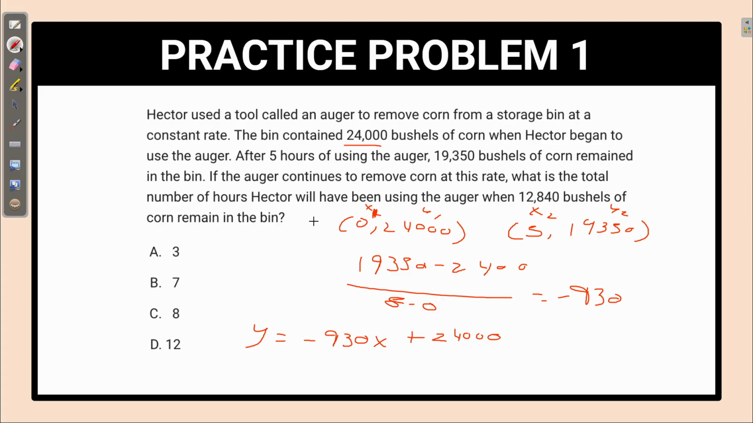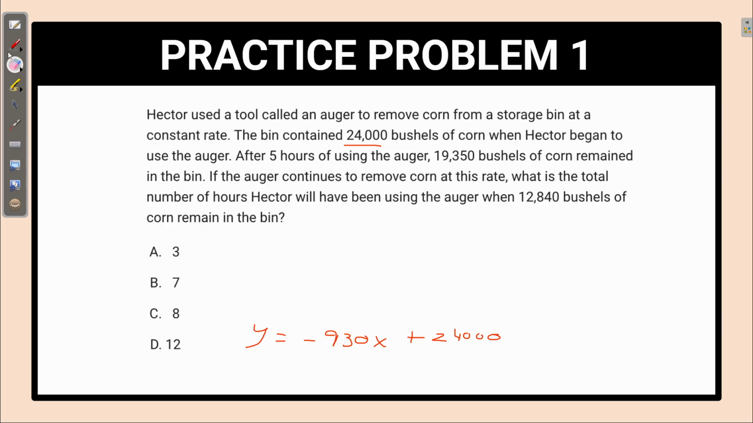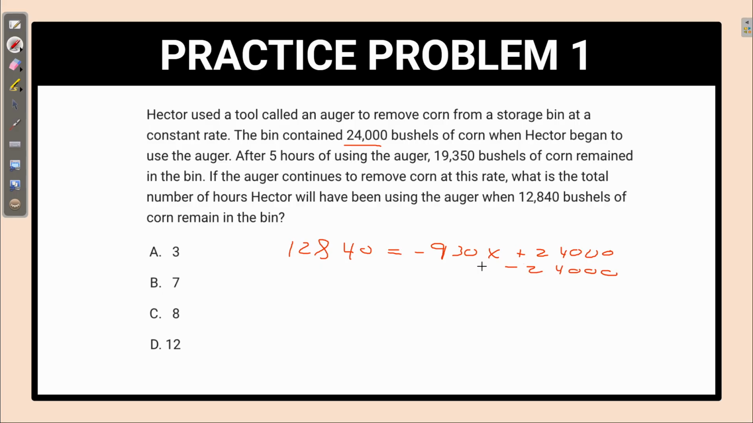So we have to find how many hours it will be when there are 12,840 bushels left. To find this, we can set y equal to 12,840, and then set this equal to our equation here. Now to solve this, you just have to use some simple algebra or linear algebra terms. So we can subtract 24,000 from both sides.